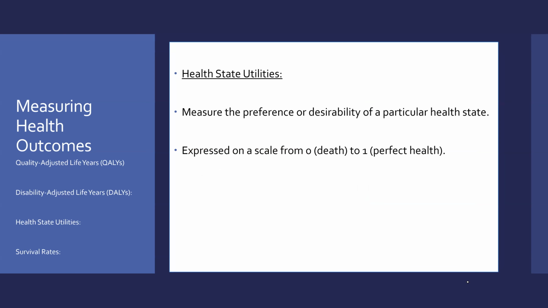Other things is state utilities. For example, 100% would be 1, perfect health, and 0 would be the opposite. A health state could be 0.5, 0.8, or 0.2.